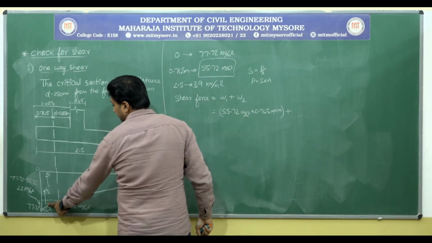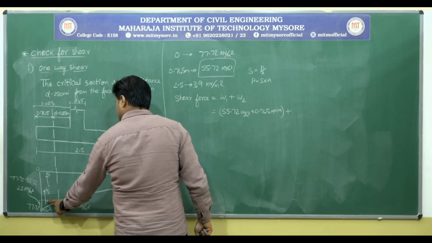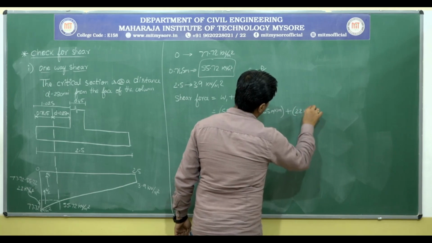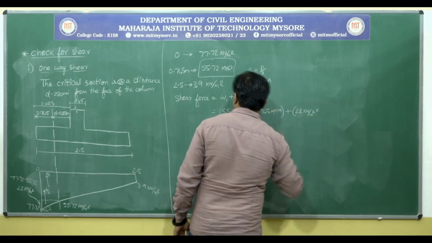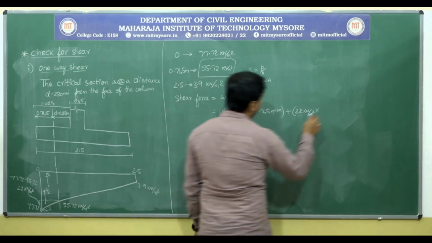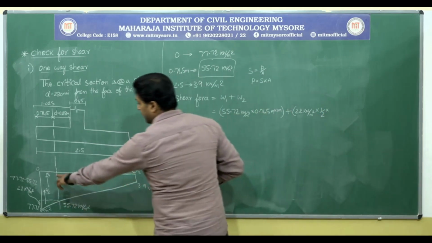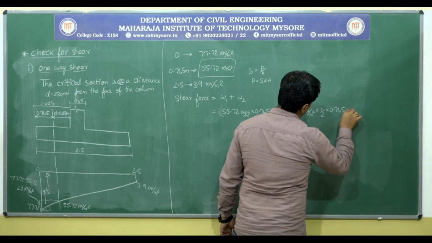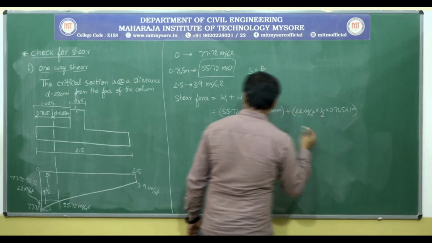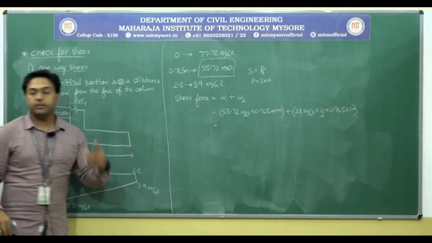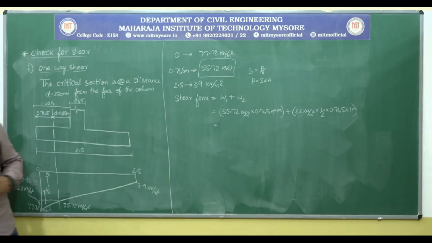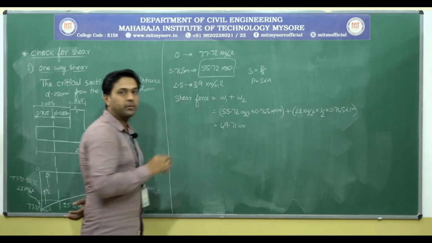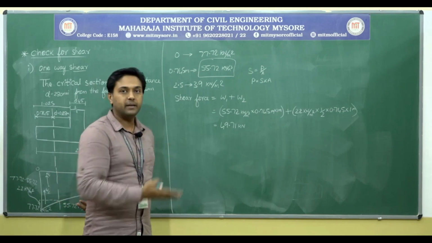For W2 it is the triangular portion. For the triangular portion the stress is 22 kilonewton per meter square into area. How to calculate the area of a triangle? Half into base, it is the same thing, so it is 0.745 into, what is the height? I don't know, it's 1 meter. After solving this, the value that I will be left with is 49.71 kilonewton.